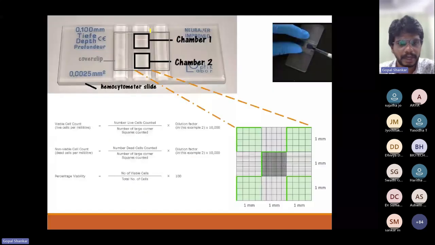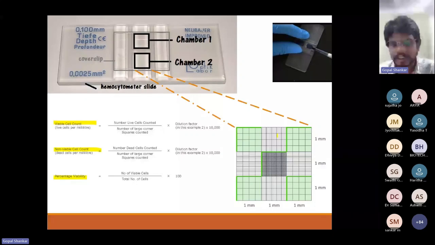Okay, so you see here, this is the basic hemocytometer. You have two chambers, chamber 1 and 2, and you take the cells and mix them with this dye. And after mixing with this dye, you can understand the viability of the cells: viable cell count, non-viable cells, and also the percentage viability. And this is a basic hemocytometer. This is how it looks.